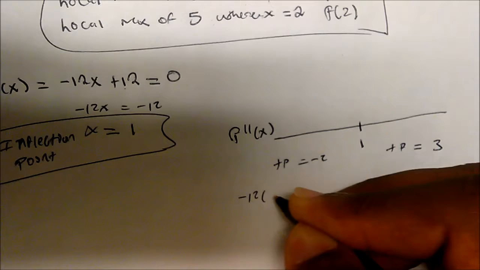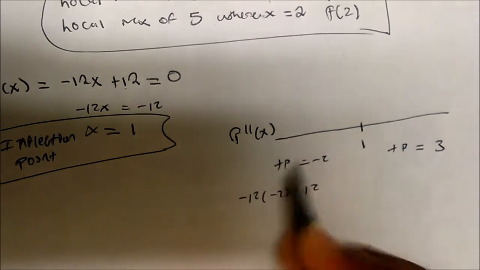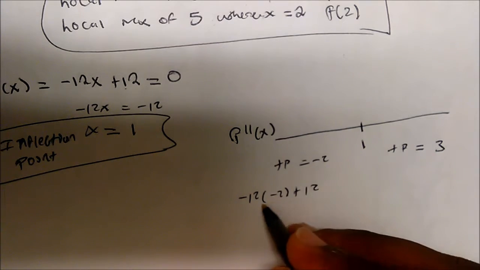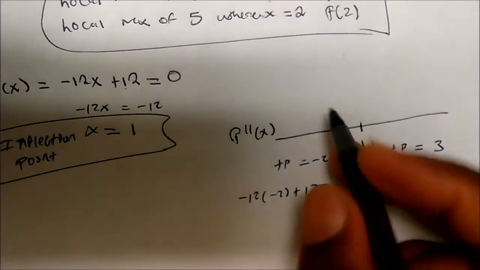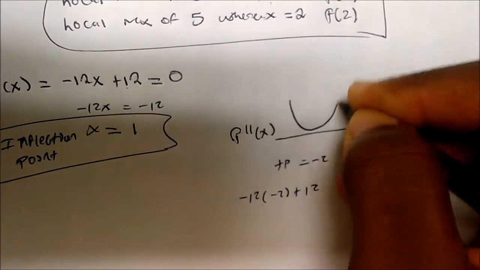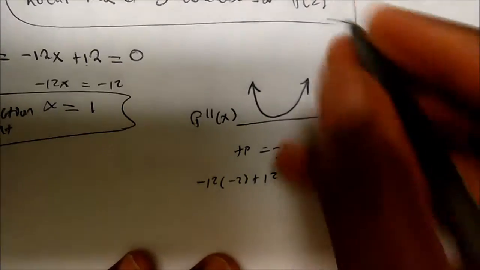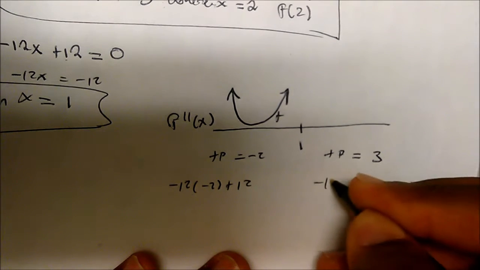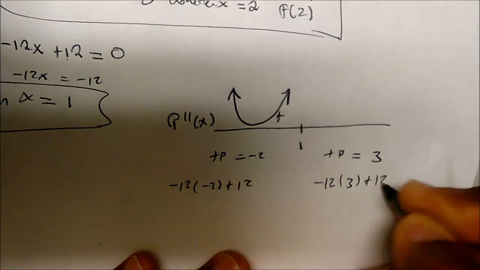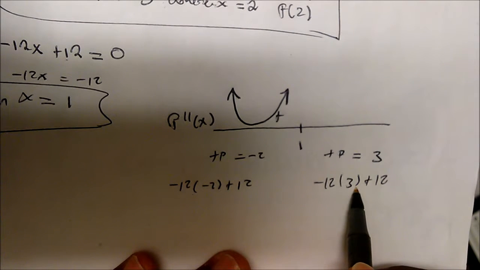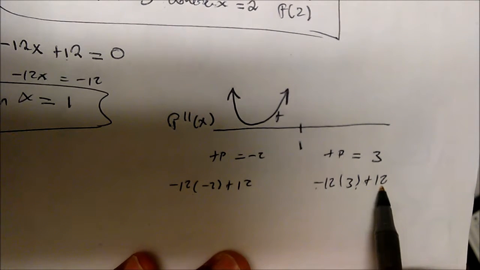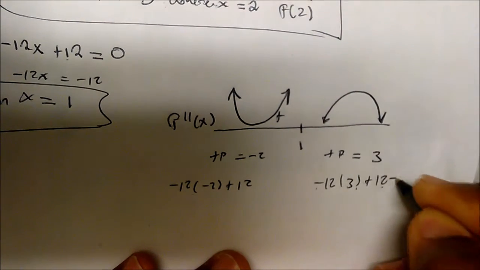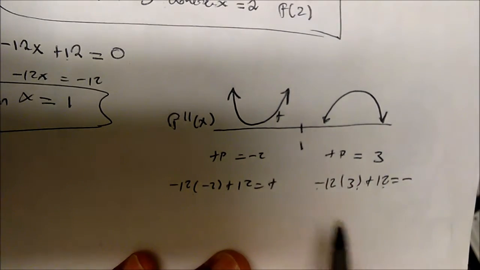So -12 times -2 plus 12. Negative times a negative is a positive, and then you have a positive, so this will be a positive number. This tells us the concavity: it is concave up here because it's positive. How about test point 3? Well, -12 times 3 plus 12. -12 times 3 is -36, which will be way bigger than -12, so that will be concave down because it will give us a negative number. This will give us a positive number.